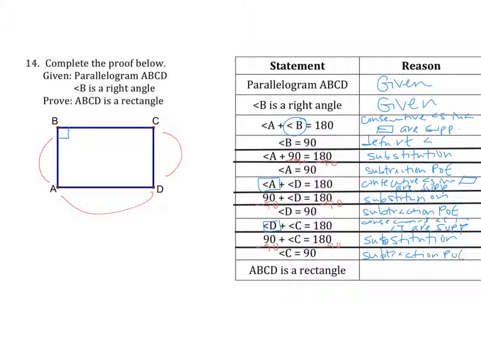So we know that all of those guys are 90 degrees, so it's a rectangle because we have four 90-degree angles, 4 congruent angles.